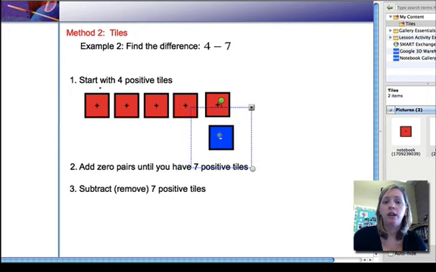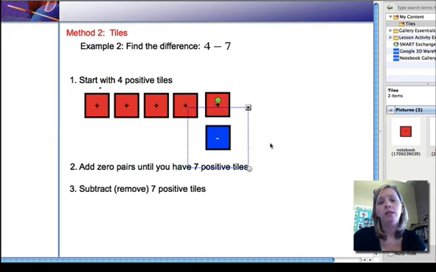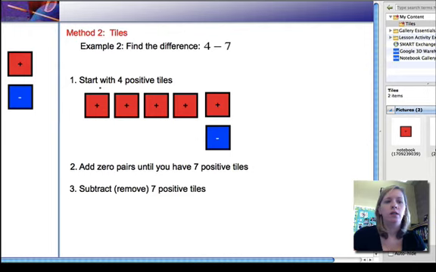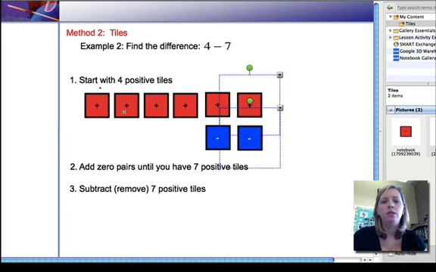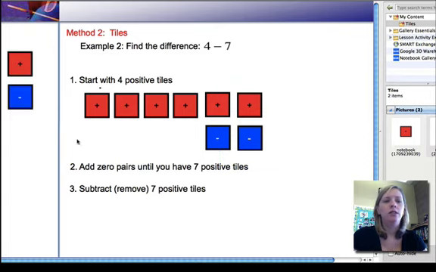So really what we just added is 0. Adding 1 positive and 1 negative is like adding 0. So let's add another one of those. Alright, here's another 0 pair. Now we can see we have 1, 2, 3, 4, 5, 6 positive tiles.